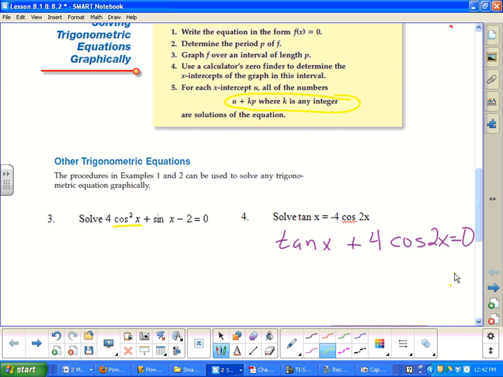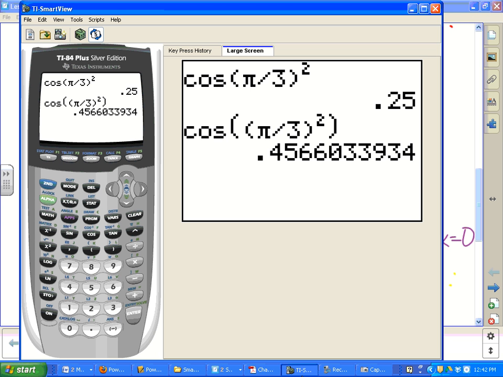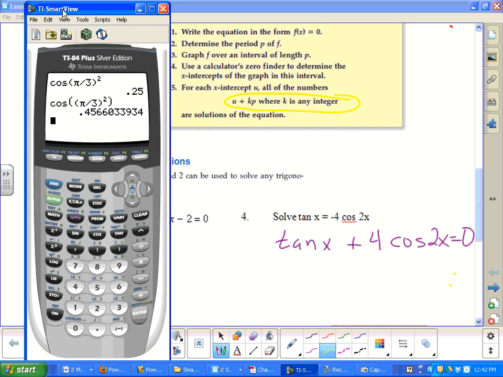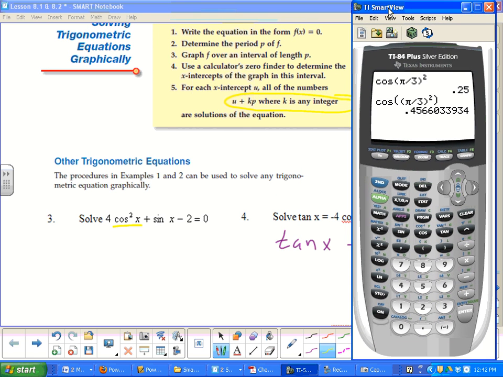So we're going to type this into our calculator then. So when I put it in my calculator, I've got 4 cosine of x squared plus the sine of x minus 2. Make sure you close your parentheses so you don't end up with horizontal shifts that aren't supposed to be there.